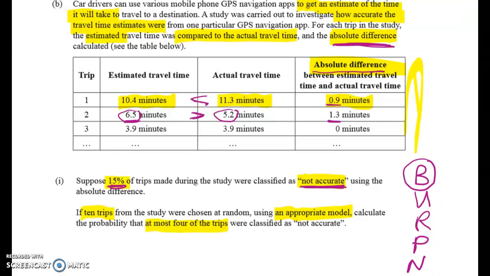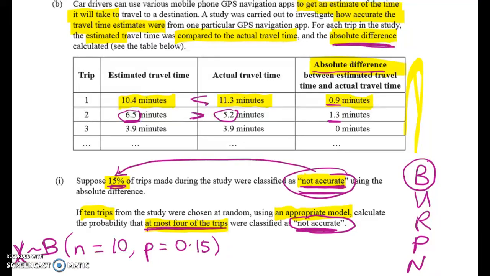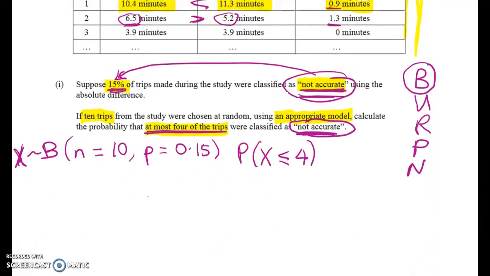So let's figure out what they're trying to get us to work out. What's the chance that at most 4 of the trips were classified as not accurate? So we've got a binomial situation. A random variable X is distributed binomially with n of 10 and p of 0.15. So just check that we're looking for at most 4 not accurate, and not accurate matches up to this probability here. So what we've got to work out is the probability that X is less than or equal to 4. Right? At most 4 means we can include 4.